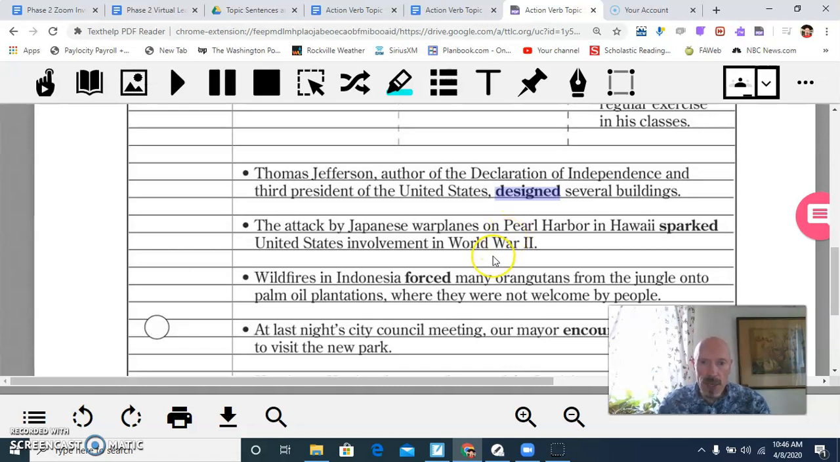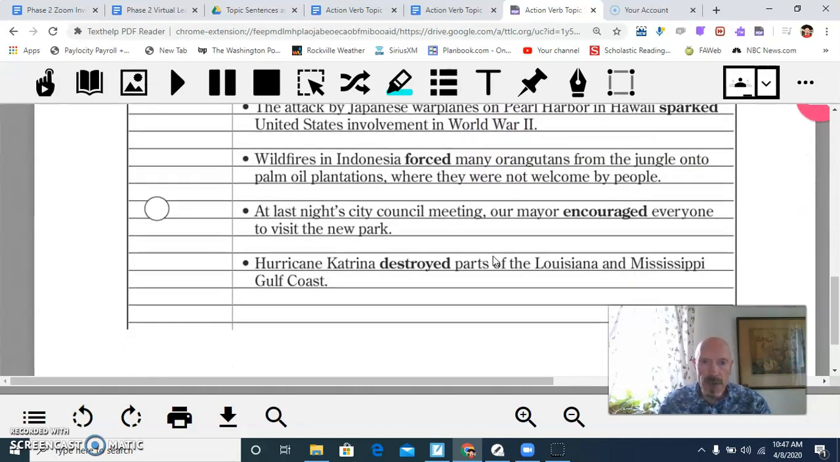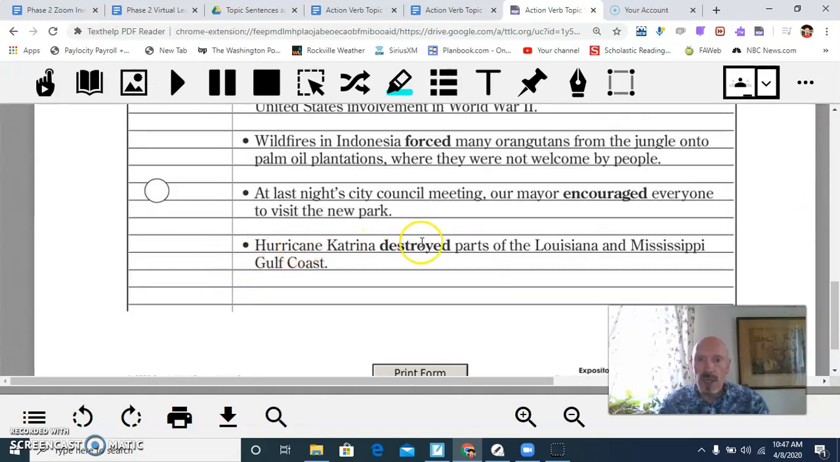How about down here, something a little bit more specific? Hurricane Katrina destroyed parts of Louisiana and Mississippi Gulf Coast. So our strong action word is destroyed. Hurricane Katrina is the topic. Destroyed is what that hurricane did. And then we finished it. What did they destroy? Parts of Louisiana and Mississippi and the Gulf Coast. Okay? So that's how we do that.